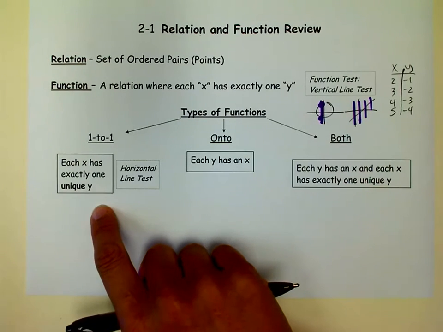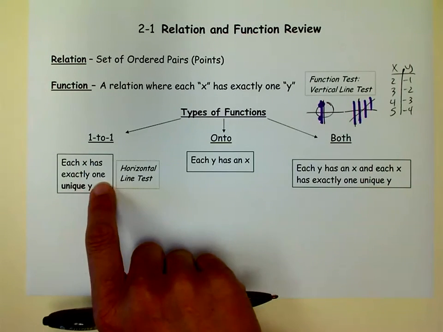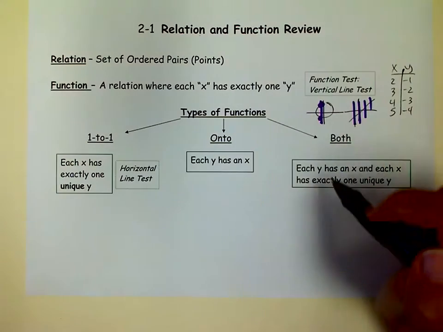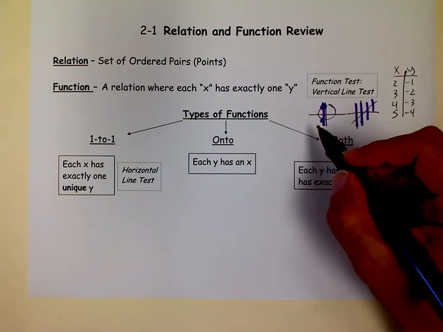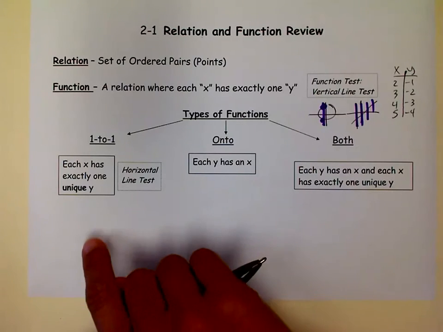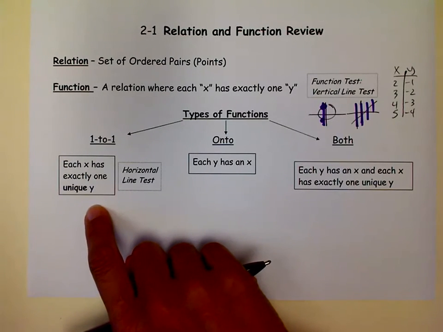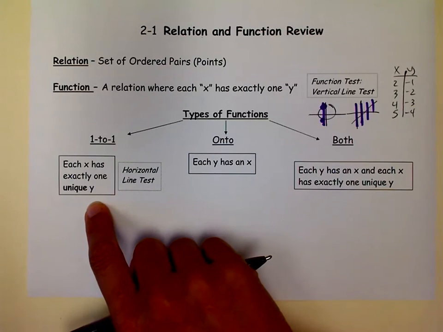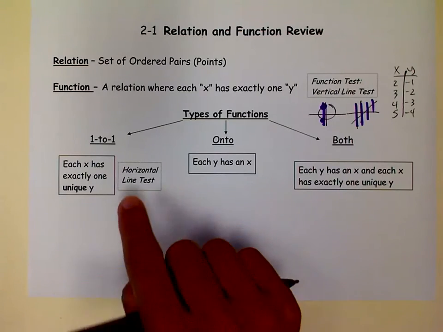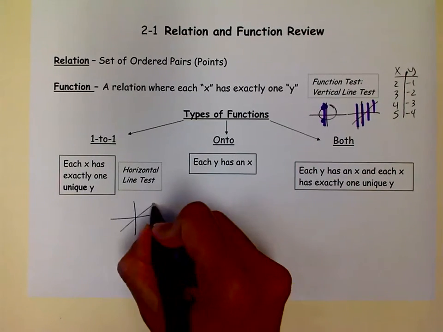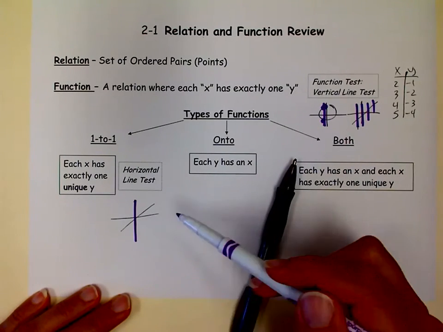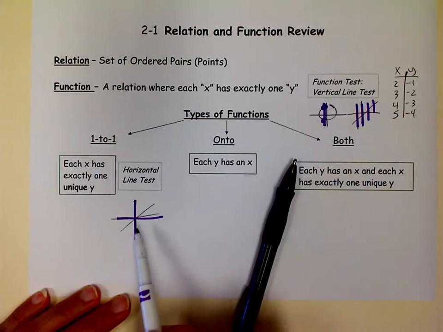A one-to-one function is where each x has exactly one unique y. In a function, I could have an x that has a y and then a different x that has the same y, as long as the x's were different. But in a one-to-one function, every x has to have a unique y, and exactly one. The horizontal line test is used to figure that out. So for example, with our line, the vertical line test works because any vertical line I make only has one solution, but the horizontal line test works too.